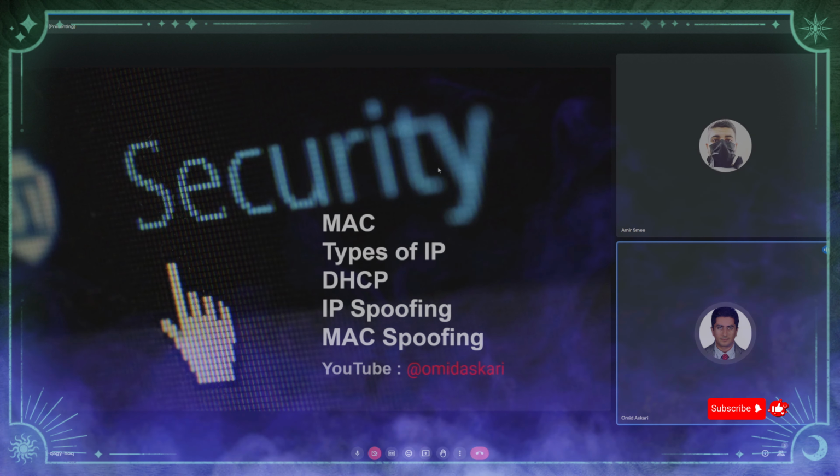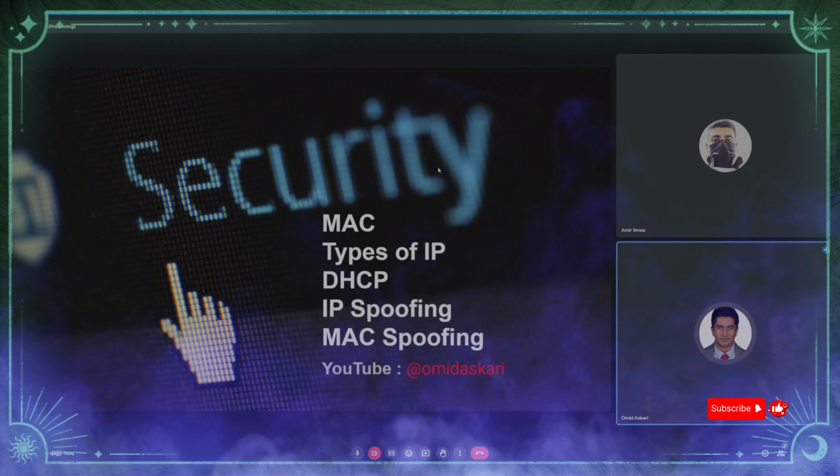Okay, MAC spoofing, for advanced. MAC address spoofing is the practice of changing or impersonating the media access control, or MAC address, of a network interface. I want to make an example for you to help illustrate how MAC spoofing works.